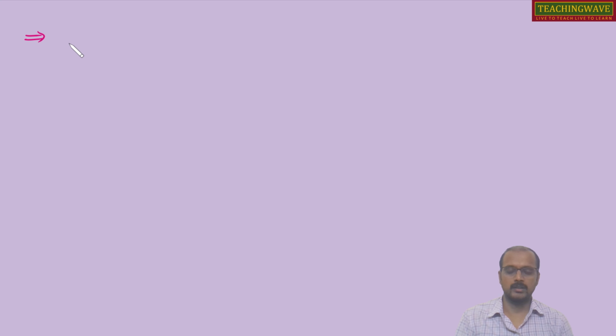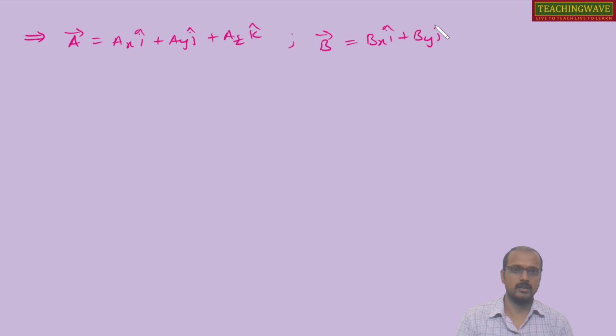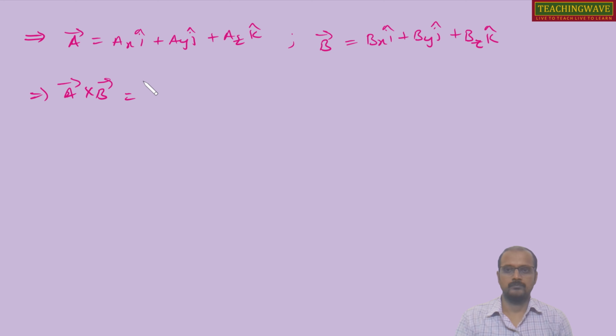That means take our first vector a bar as a_x i cap plus a_y j cap plus a_z k cap. The b bar vector is b_x i cap plus b_y j cap plus b_z k cap. Then a bar cross b bar can be arranged as a matrix determinant.